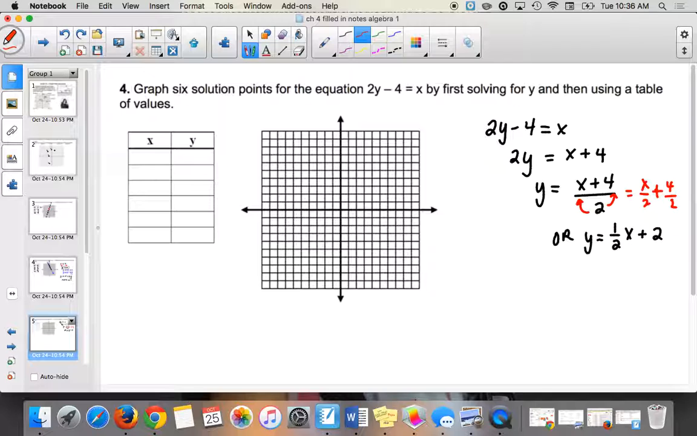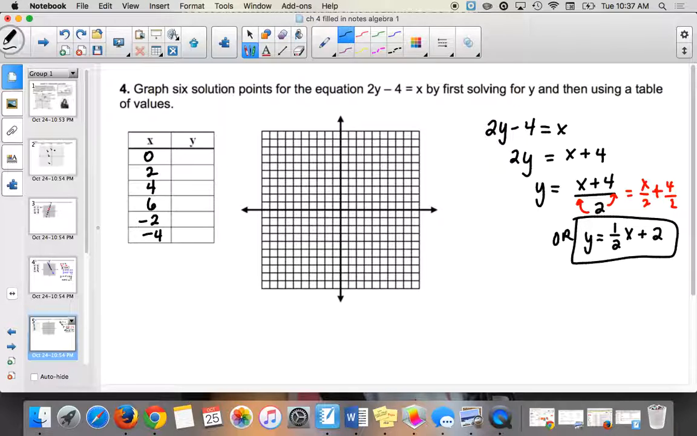Okay, so let's try this. If I have 1/2 x plus 2, I don't want to try numbers like 3 for my x. Do you guys see why I don't want to try 3? 1/2 of 3, ugh. Now I have a decimal or a fraction, right? I don't want to do that. So what would be good numbers to try for my x? Yeah, so let's try 0, 2, 4, maybe 6, -2, -4. Try some negatives as well.